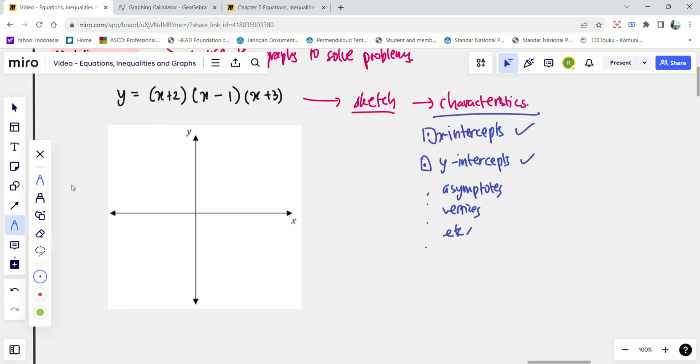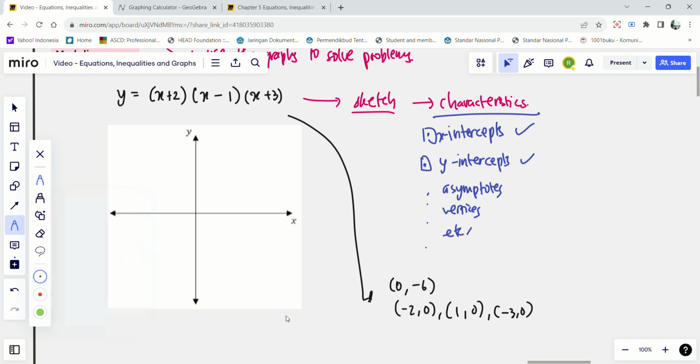So let's see in this case. What are the intercepts? (0, -6) is the y-intercept. For the x-intercepts, (-2, 0), (1, 0), (-3, 0). Right, so these are the intercepts that we have. So here, let's plot it first of all.